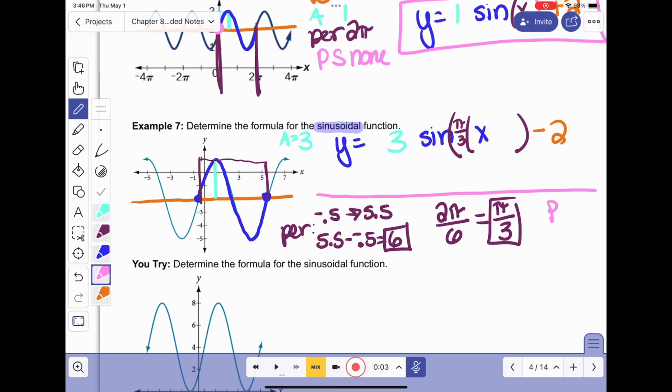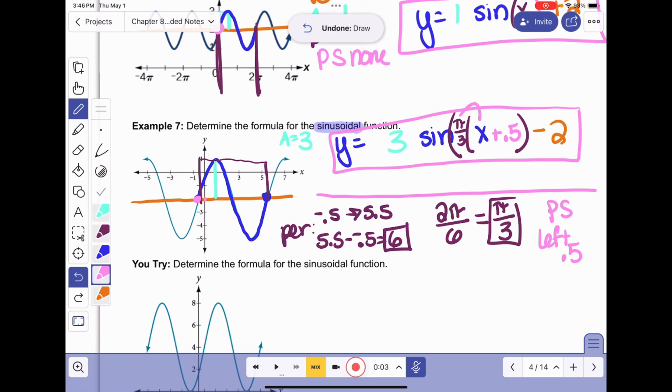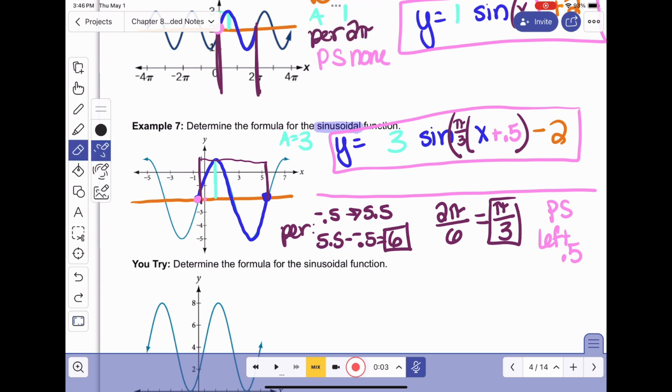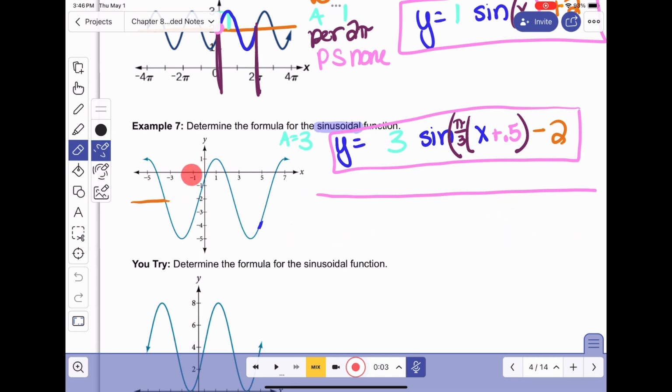Now we do our phase shift. So this dot is left about 0.5 from the y-axis. So I'm going to put plus 0.5. So we're just doing all of that in reverse. Now you can leave it like this, or you can distribute the pi over 3. It does not matter. That is up to you. Now I'm going to do the same thing, but I'm going to do it if we were doing cosine. So this time I'm going to do cosine.